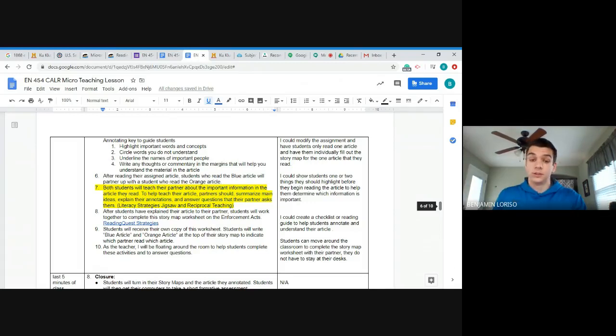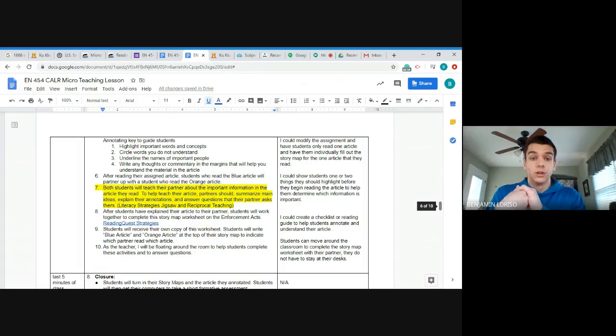And so after reading your assigned article, you're going to be partnered up with someone who read the opposite article as you. So a person who read the blue article will be matched up with a person who read the orange article, and your job is going to be to teach your partner about the article you read.